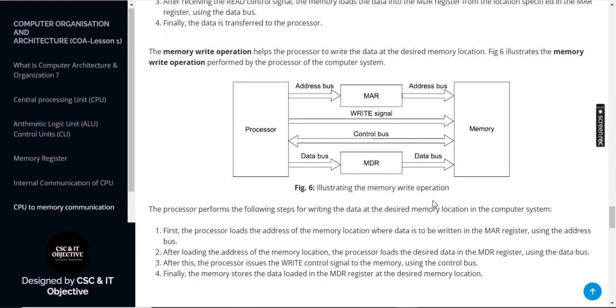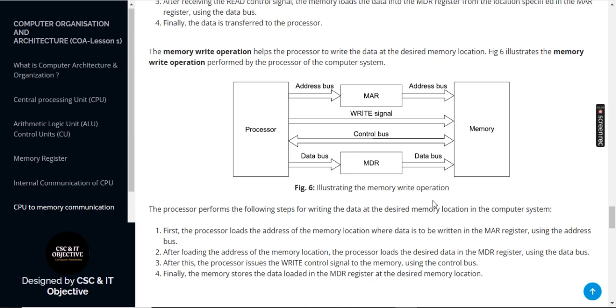The memory write operations. The memory write operation helps the processor to write the data at the desired memory location. Figure 6 illustrates the memory write operations performed by the processor of the computer system.